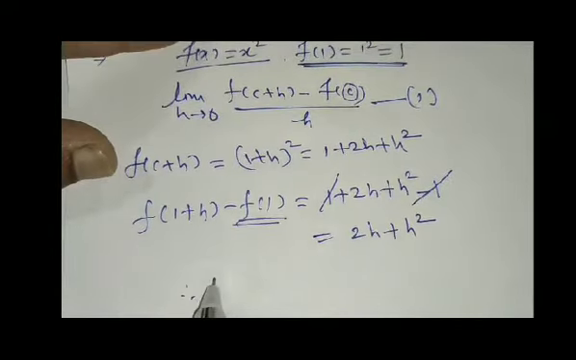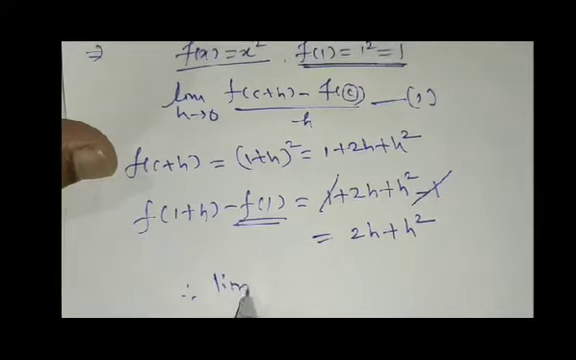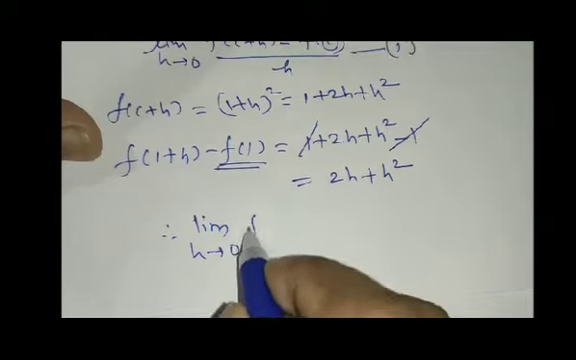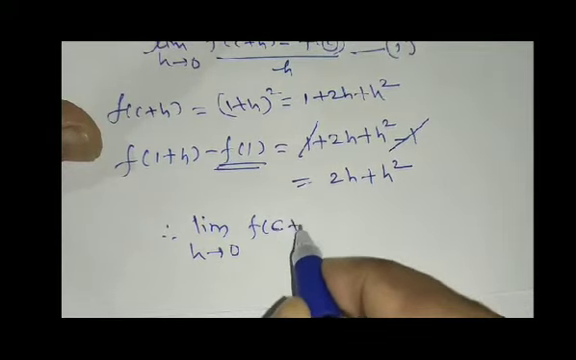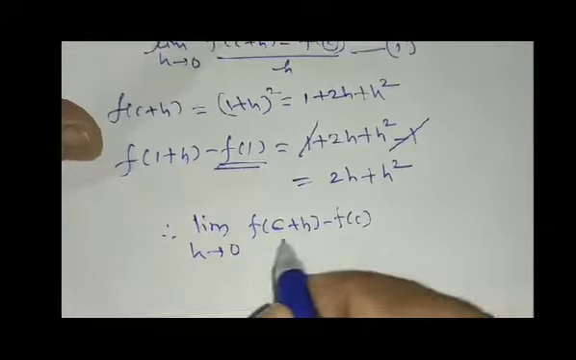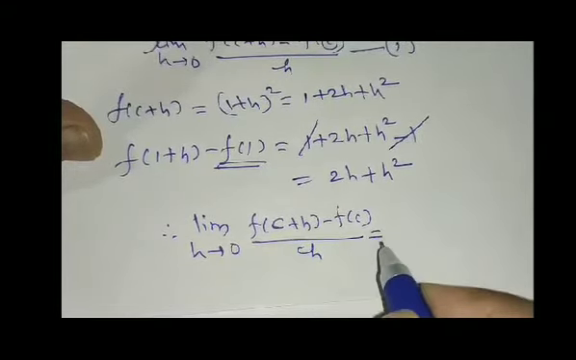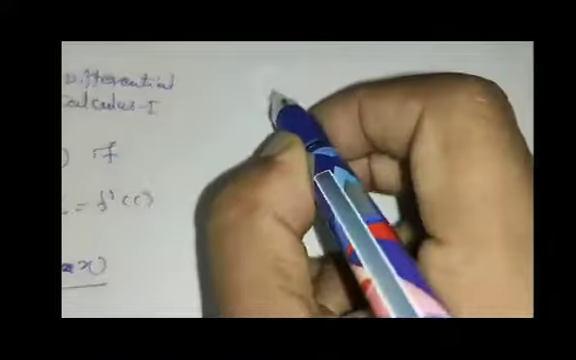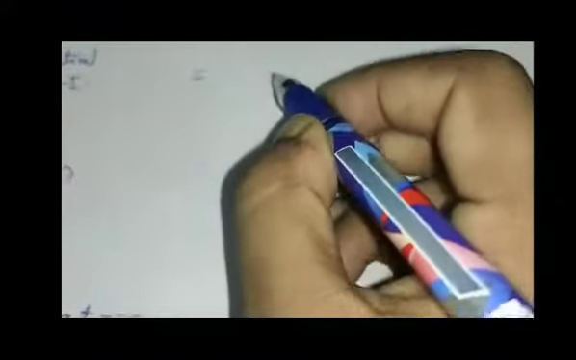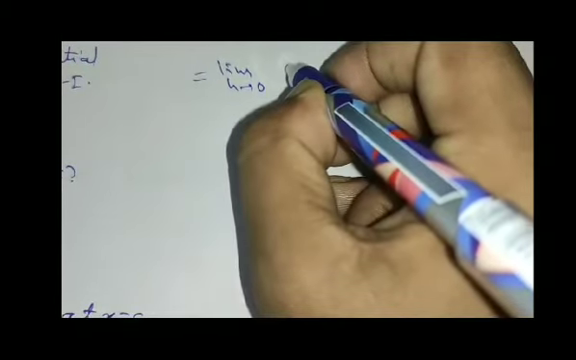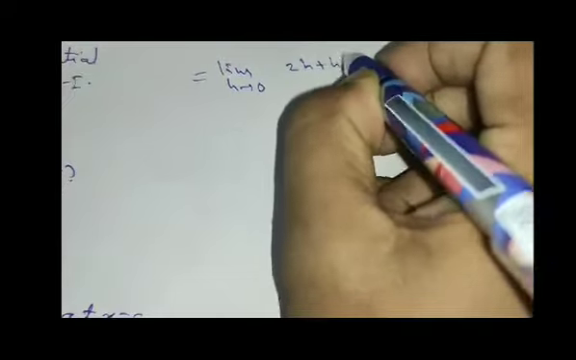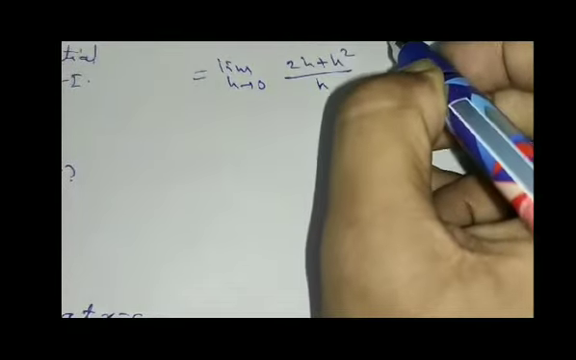So we get limit h tends to 0 of f of c plus h minus f of c divided by h is equal to, so what is f of c plus h? So limit h tends to 0 of the 2h plus h square divided by h.